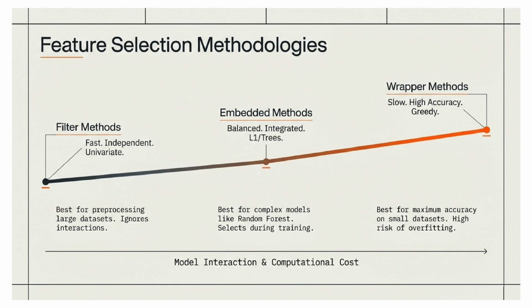The third method is wrapper method, which tests different combinations of features by repeatedly training a model. Although they can give high accuracy on small data sets, they are slow and can easily lead to overfitting. As we move from filter to wrapper methods, model interaction and computational cost increase. So, the choice depends on the data size, model complexity, and performance goals.